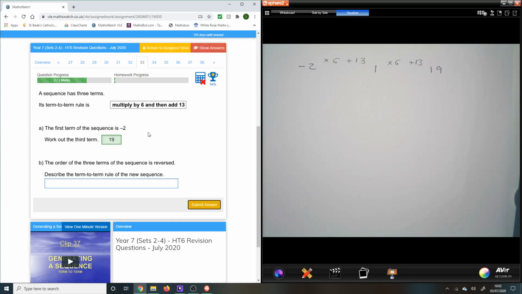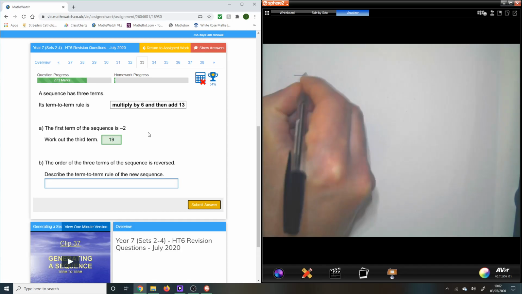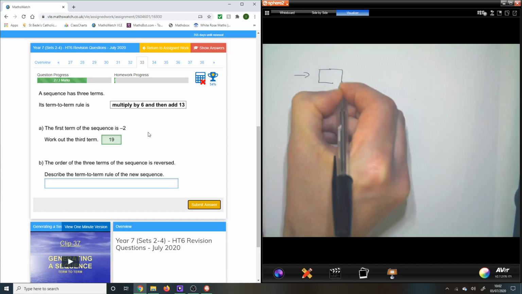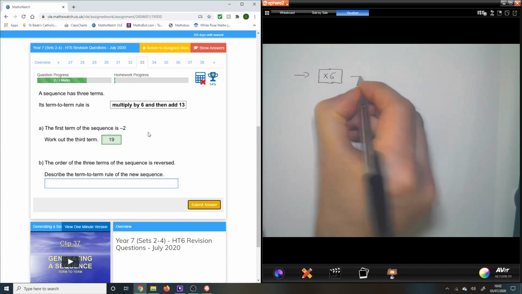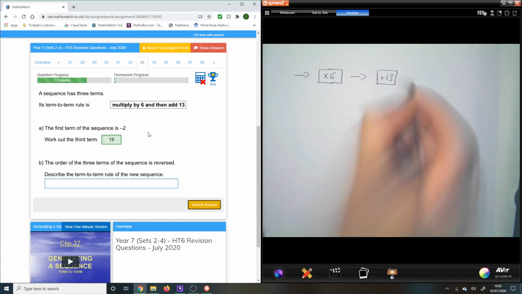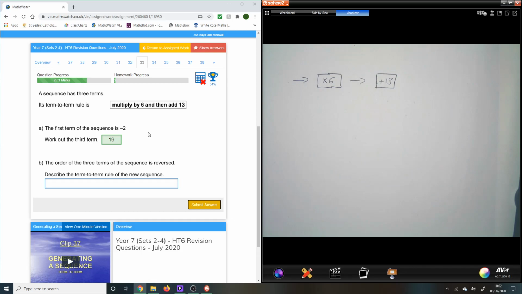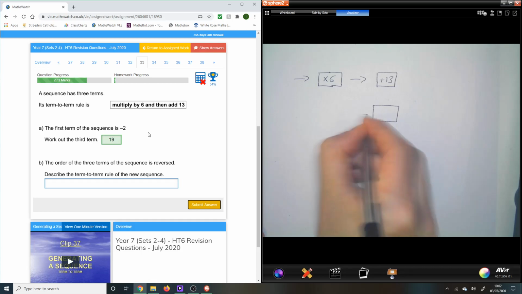Okay, the second part of the question then: the order of the three terms of the sequence is reversed. Describe the term-to-term rule of the new sequence. So in this case, if we think about this in terms of function machines, the first thing we did was we times by 6, and then we added 13.